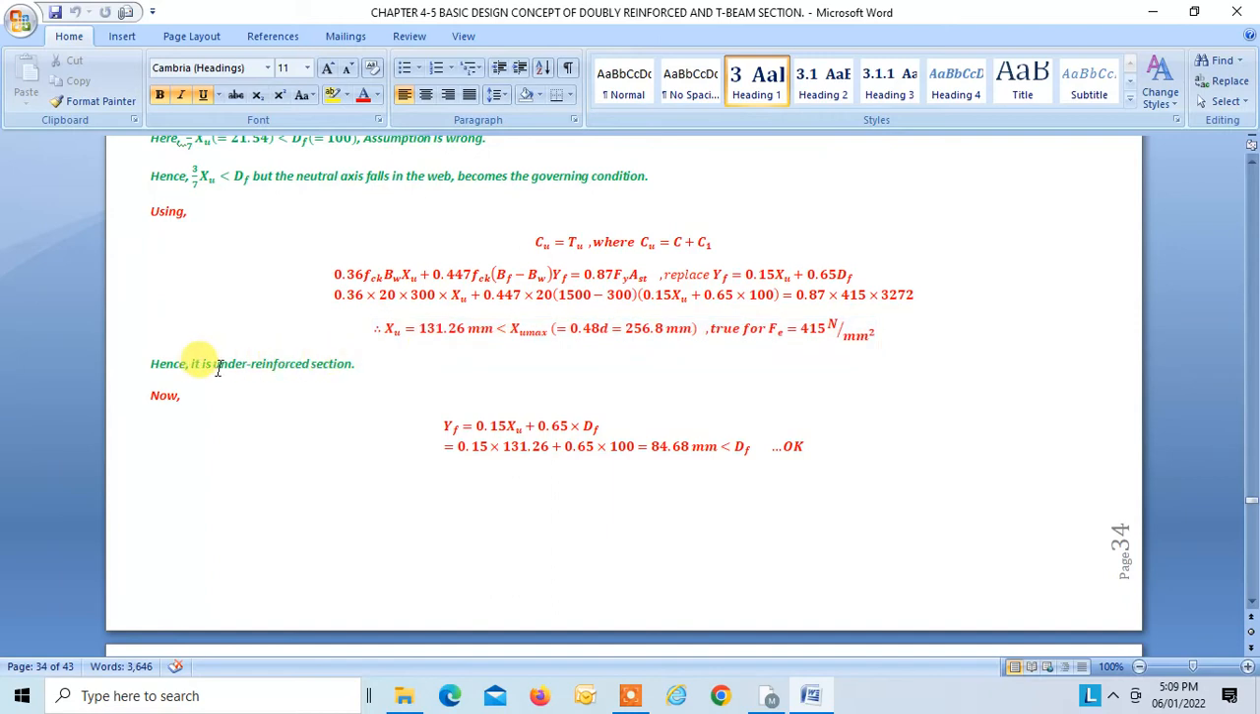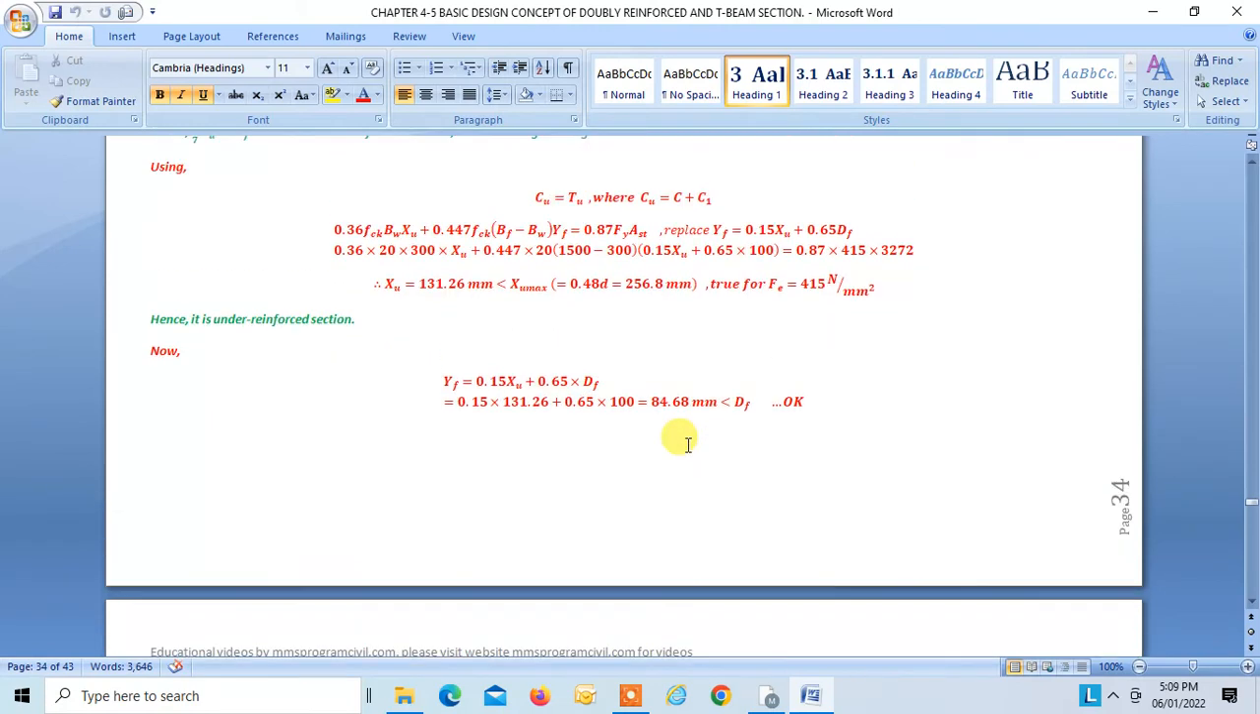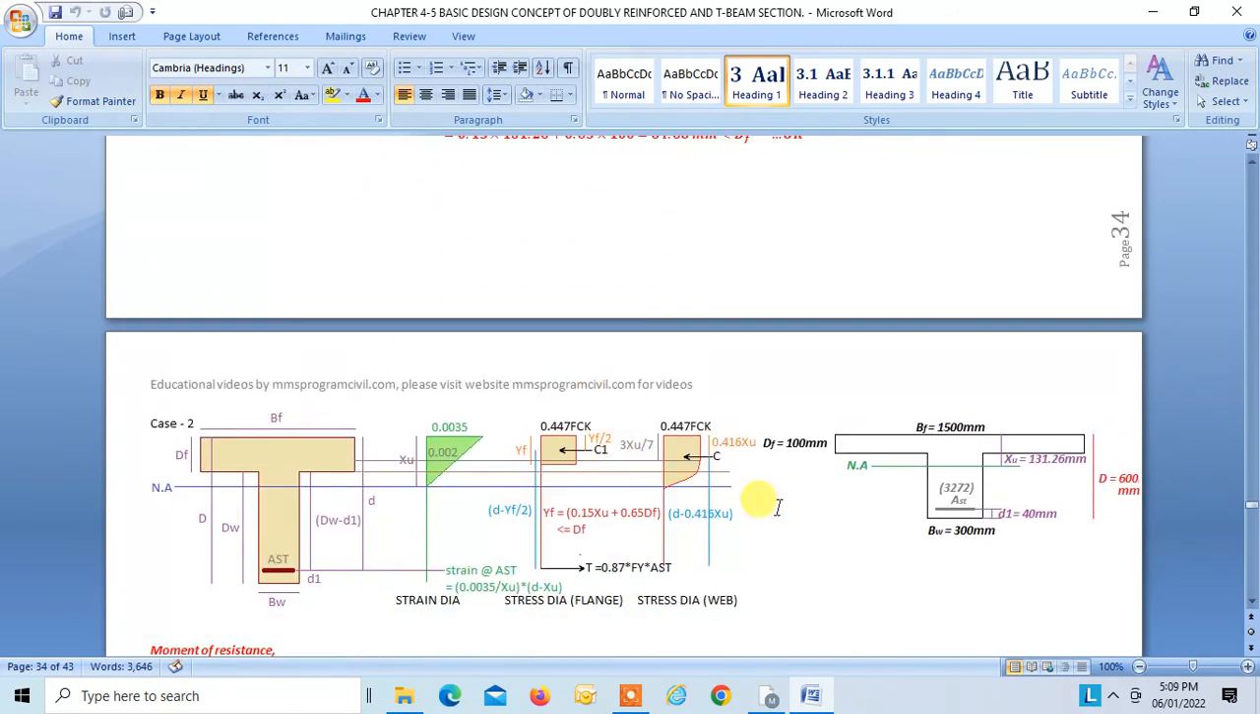So our section is under reinforced. Okay, that's fine. Now once you know XU, you can find your YF. Now XU is 131.26, right? So this is XU 131.26. Neutral axis falls in the web, right? But strain 0.002 falls in the flange.